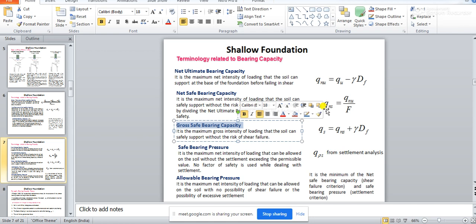Now, once you get the QNS, if you add the value of gamma dF again, because this gamma dF is going to exist on the soil. Gamma dF is going to exist. You cannot just subtract gamma dF from the thing. So once you have got the safe loading on the foundation, what you are doing is subtracting the overburden pressure, applying the effect of the factor of safety, and then going back and adding the value of the overburden pressure.